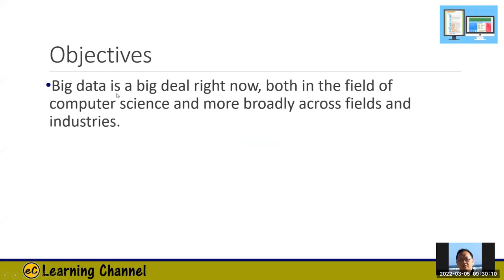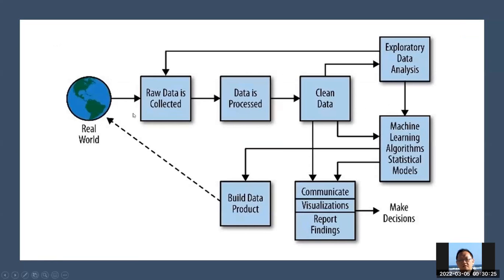Big data is a big deal right now, both in the field of computer science and in the broader field and industry. This one is very important, and big data is affecting our life. We talked about raw data before. This is the chart I showed you when we started on data.